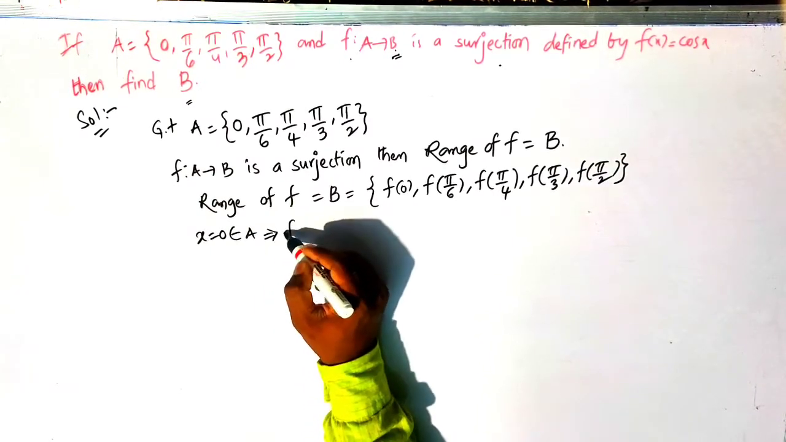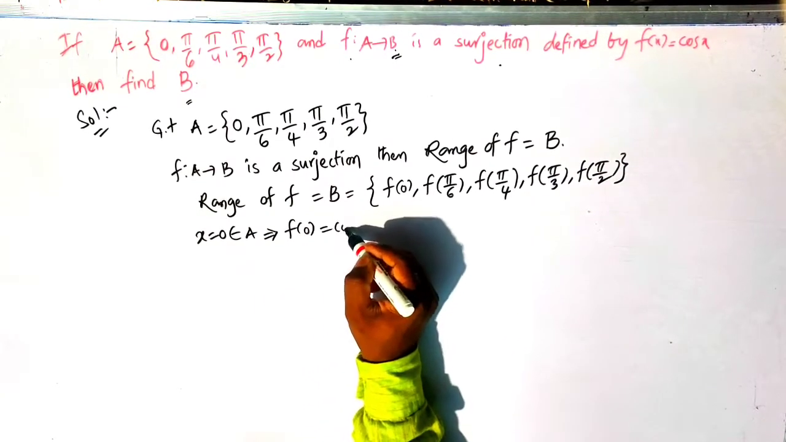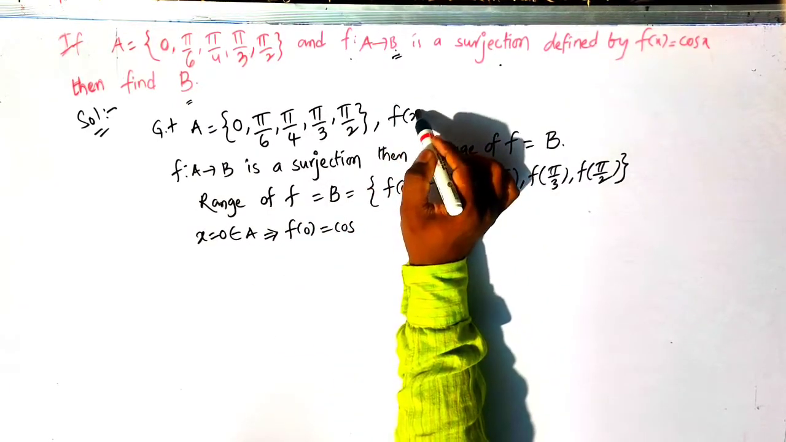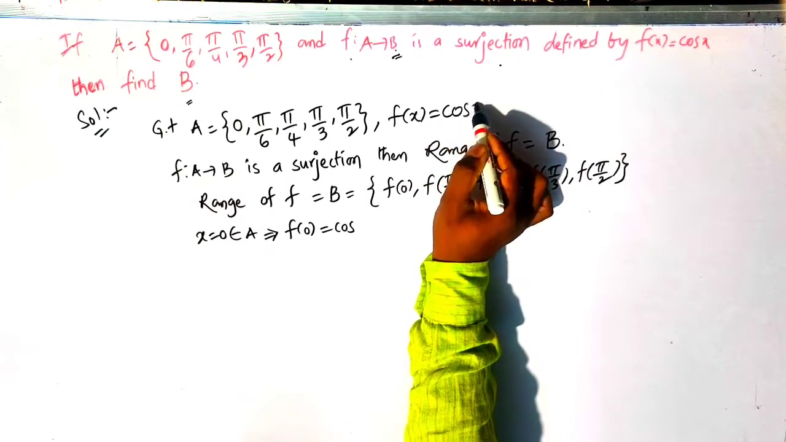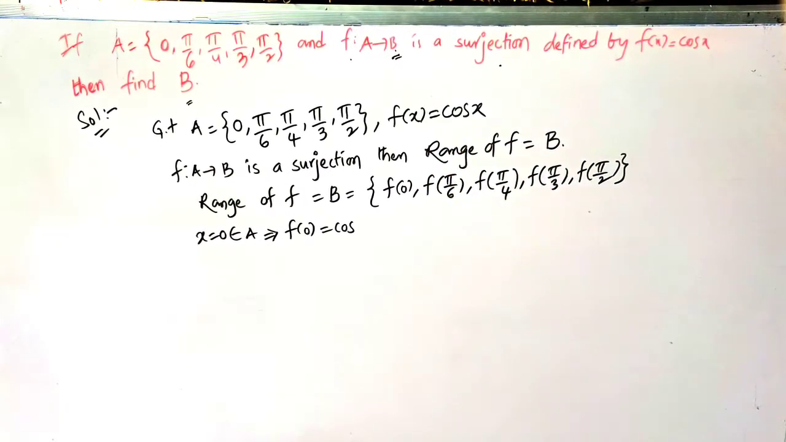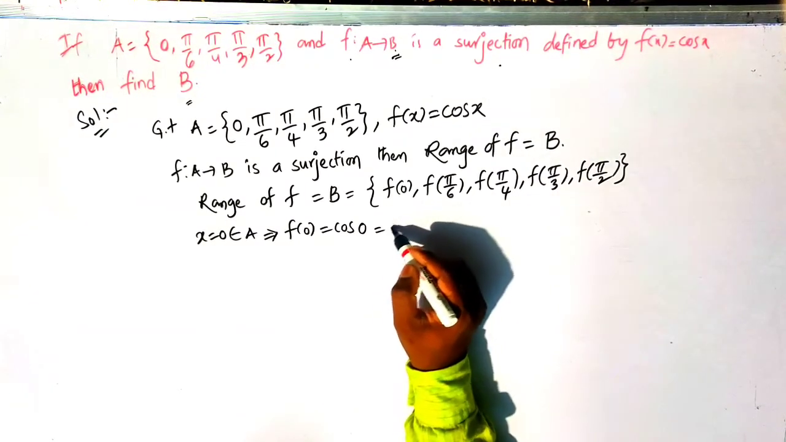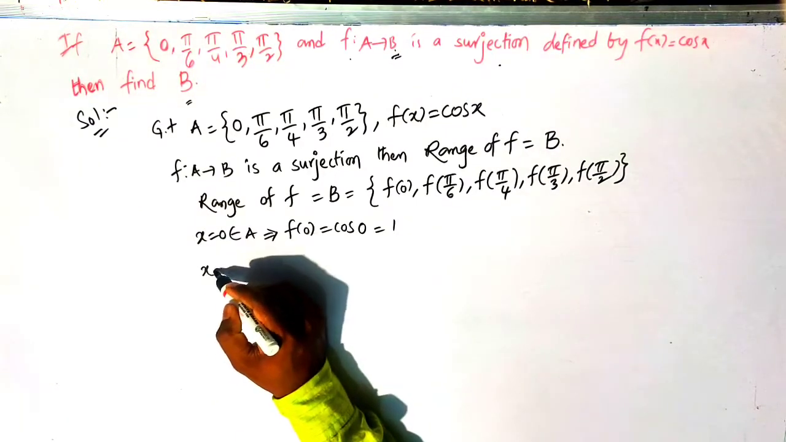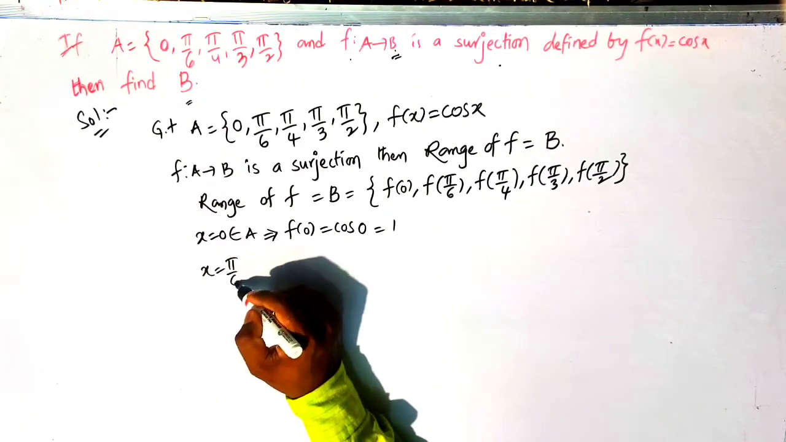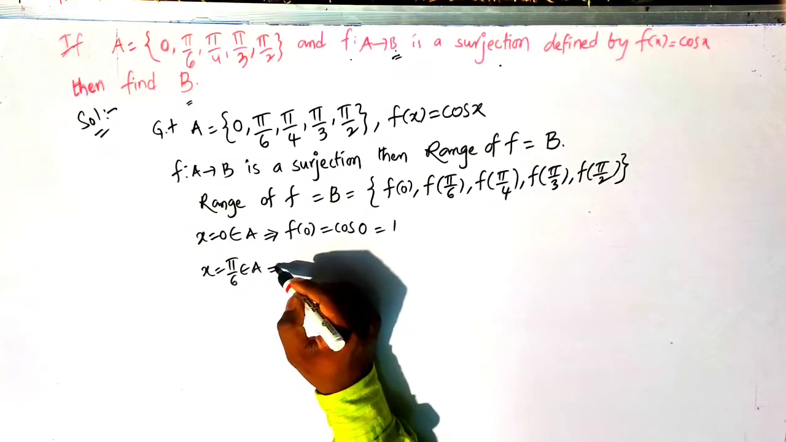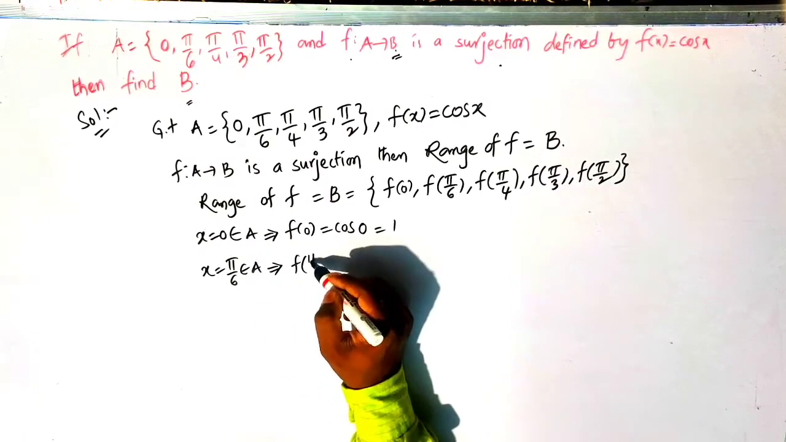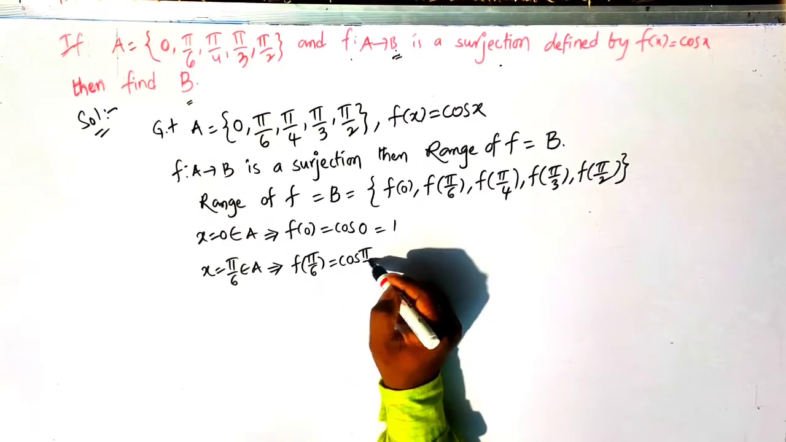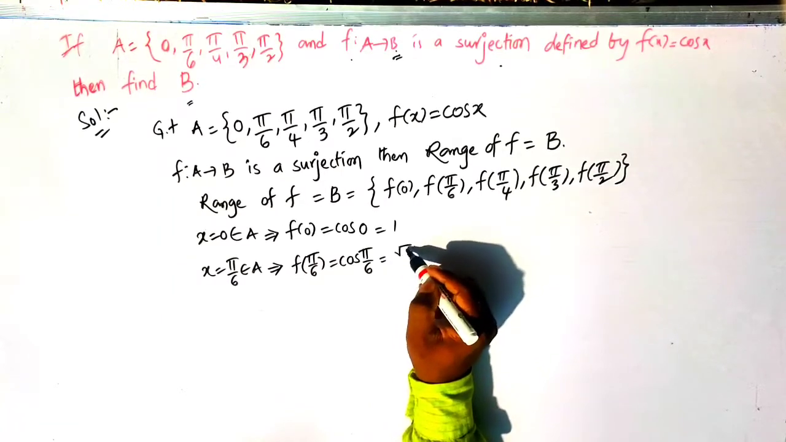That implies we find the f of 0 value. So what is f of 0? The given function is defined by f of x equals cos x. So f of 0 equals cos 0, that is nothing but 1. x equals pi by 6 also belongs to A. This is the input, so in place of x we substitute here. That is f of pi by 6, which equals cos pi by 6, cos 30, root 3 by 2.